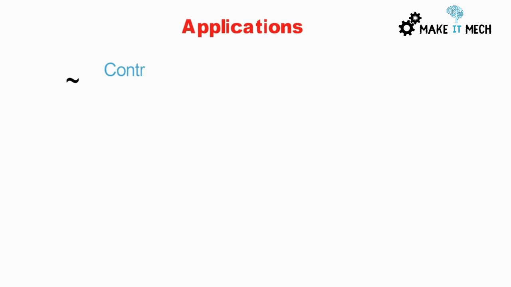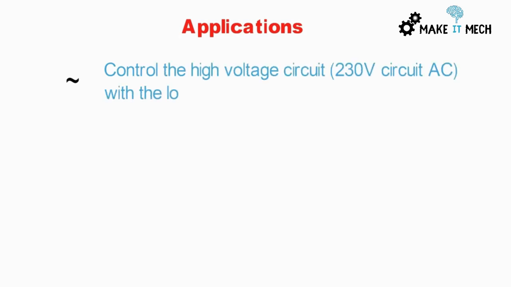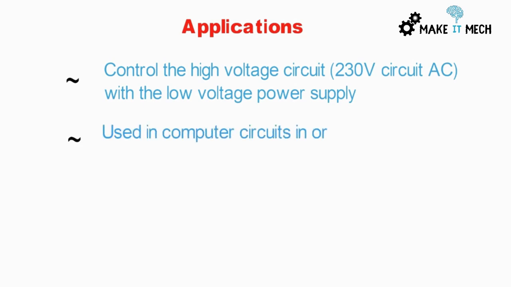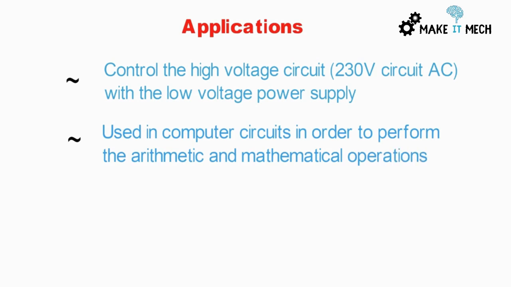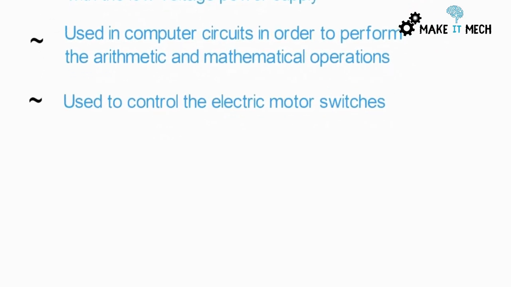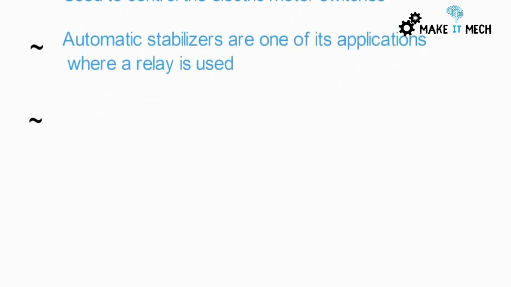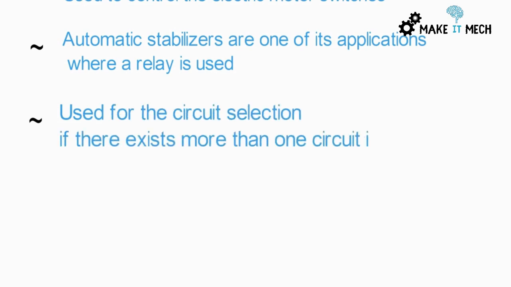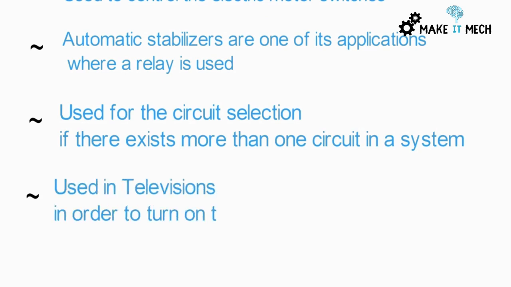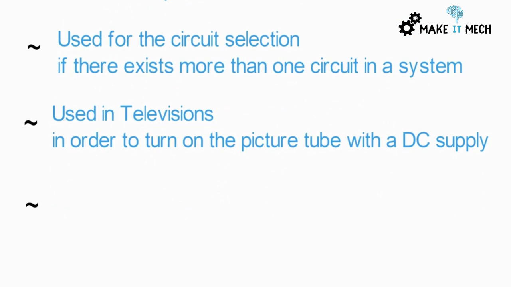There are so many applications of relay. A relay is used to control a high voltage circuit with a low voltage power supply. It is used in computer circuits in order to perform arithmetic and mathematical operations. It is used to control electric motor switches. Automatic stabilizers are one of the applications where a relay is used. The relay is used for circuit selection when more than one circuit exists. It is used in televisions in order to turn on the picture tube with the DC supply. It is also used in traffic signal controllers and temperature controllers.